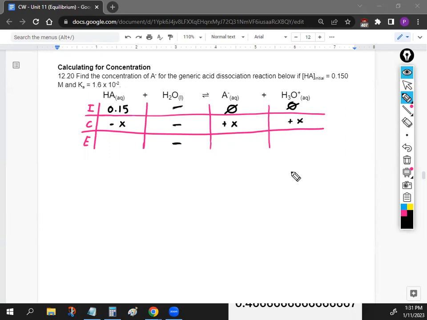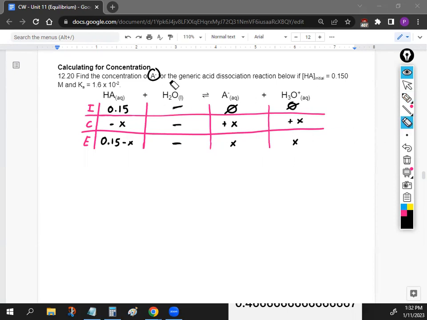The big issue here is that we don't know the final equilibrium concentration, right? So we're just going to write it with the variable. So it's going to be 0.15 minus X, X, and X. Oh, you guys are gonna hate this. No, we're not done. We need the concentration of the conjugate base, but we need it as a number.